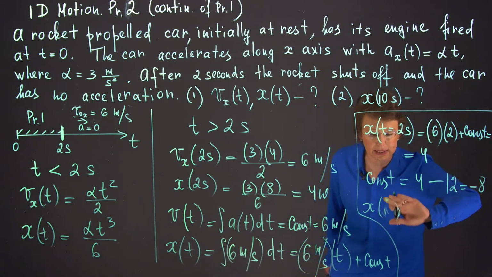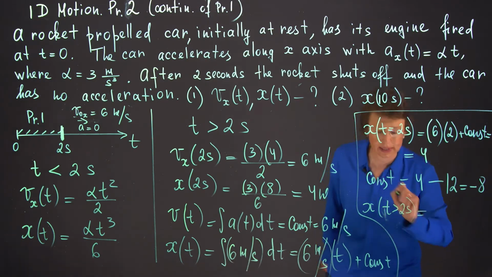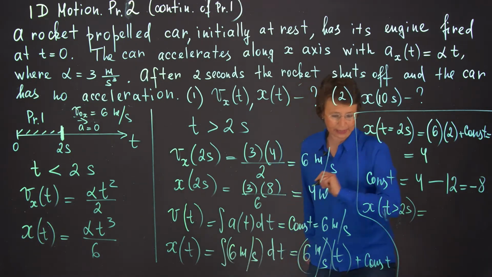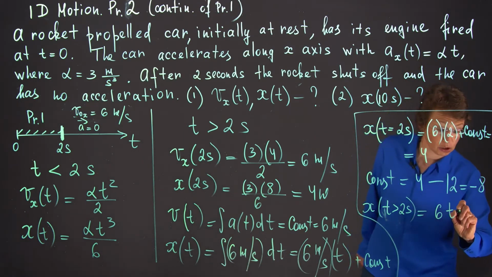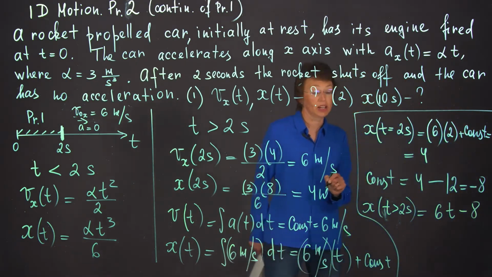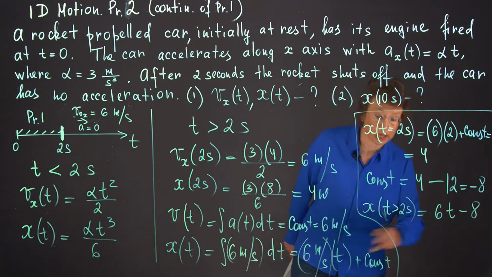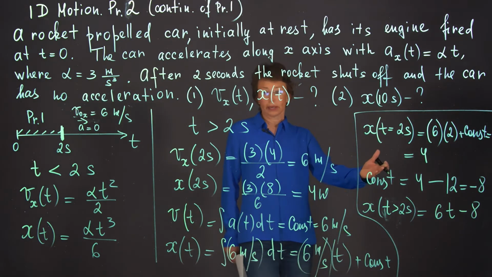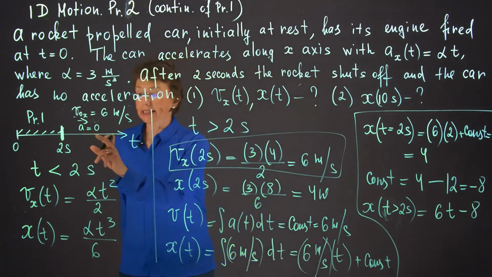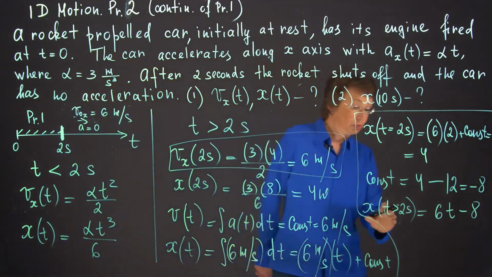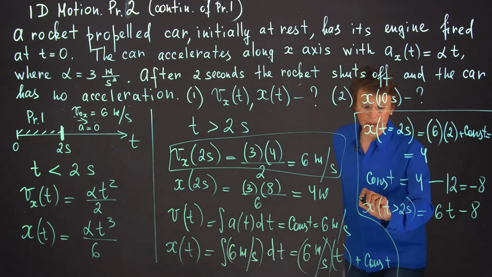I will emphasize it here. So the position of the object at t greater than 2 seconds is described by 6 times time plus constant, which is minus 8. So at any time greater than 2 seconds, I bring t here in this formula and I know the position. We are done. We found the velocity at any time moment greater than 2 seconds, and we found the position of this object at any time greater than 2 seconds.